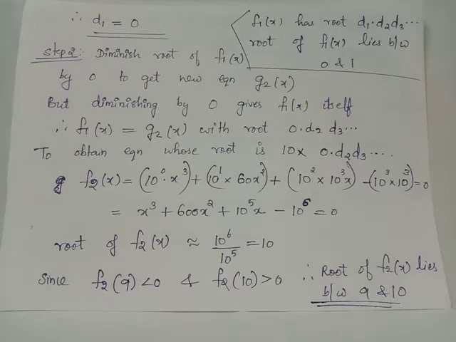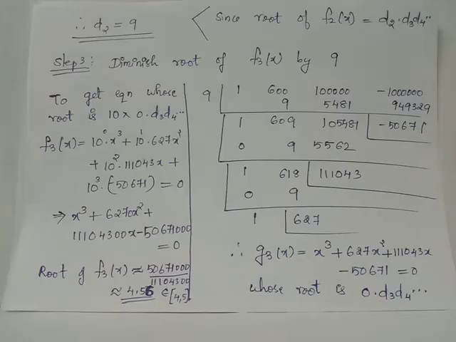Since the lower bound of the interval is 9, we will have d2 equal to the integral part of root of f2 of x, equal to 9. Whenever you get root of f2 of x approximately equal to an integer by using this shortcut method, absolute value of constant term upon coefficient of x, you have to check the function's value at the neighboring points of this particular value and also at this value itself. Now we have obtained d2 equals 9. Hence, the root of f2 of x will be of the form 9.d3, d4, etc.